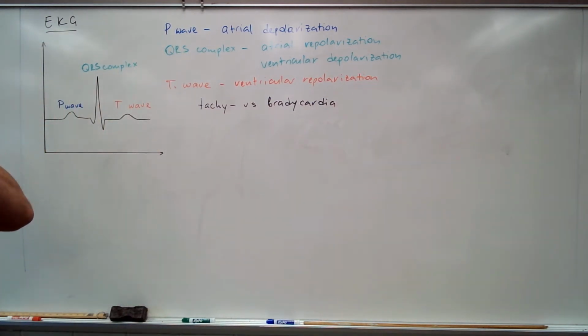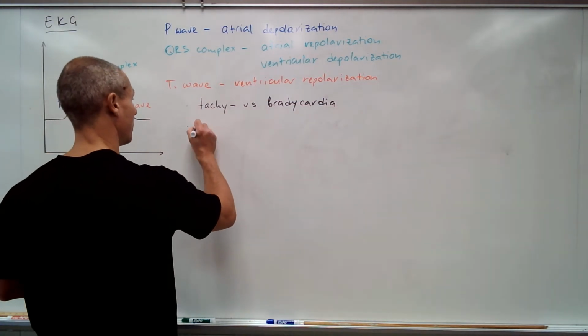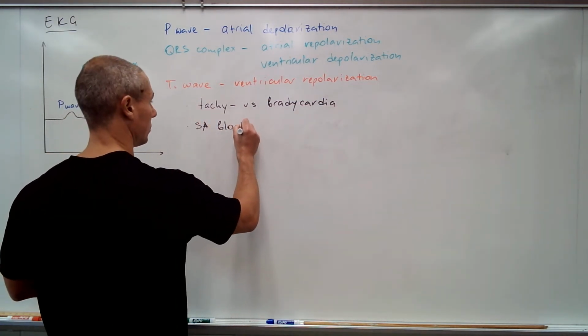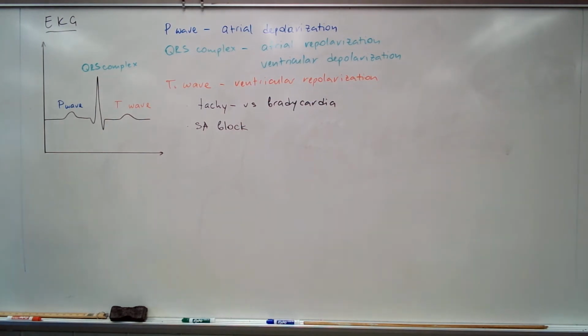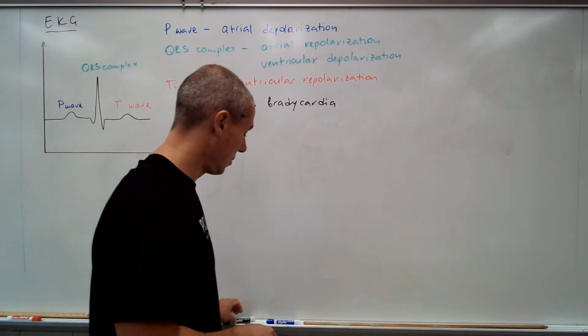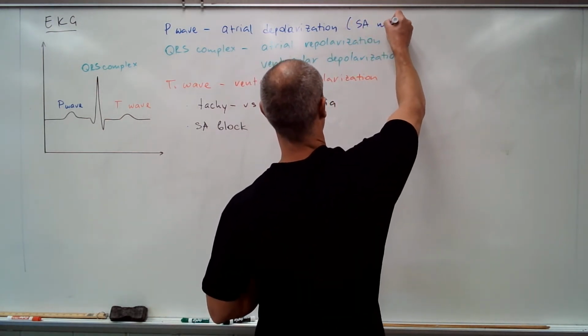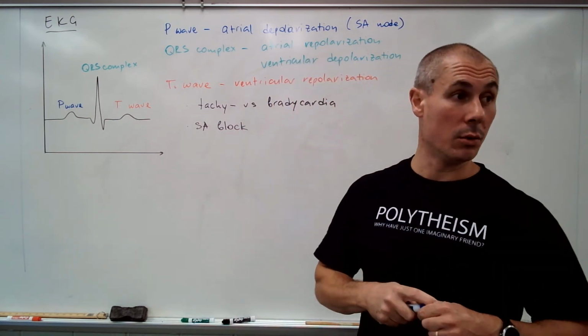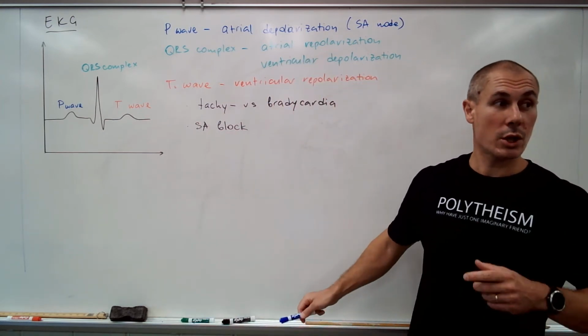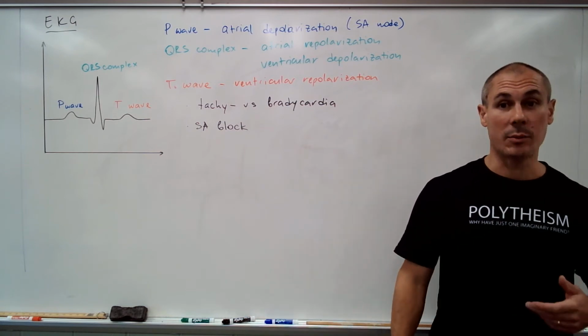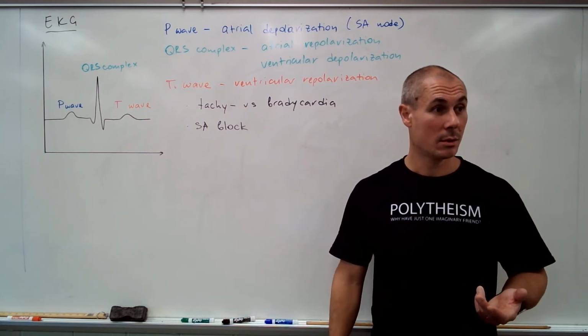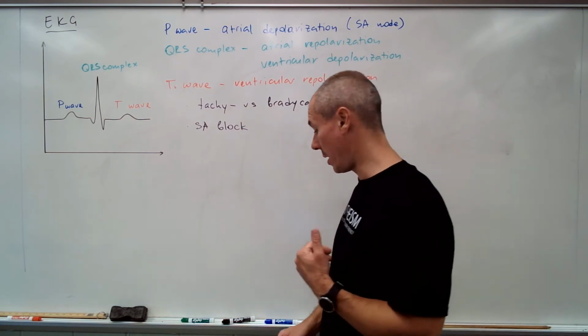Okay, we good? Now, a couple of other problems. First is SA block. SA block is the process in which the SA node does not work. So if the SA node doesn't work, which element of the EKG will we not be able to see? Yep. So no P wave.